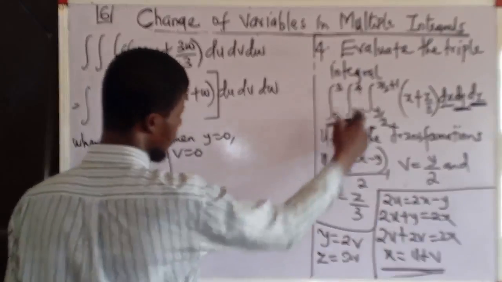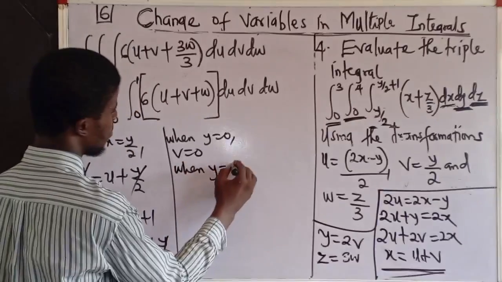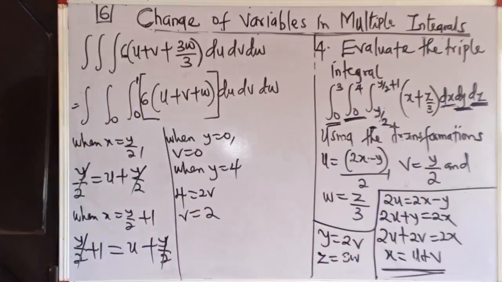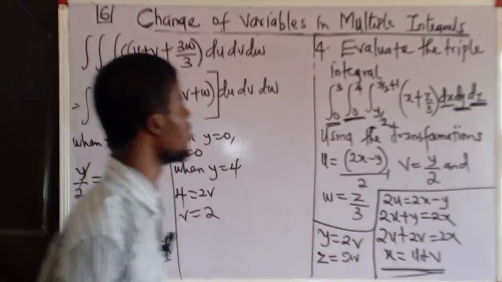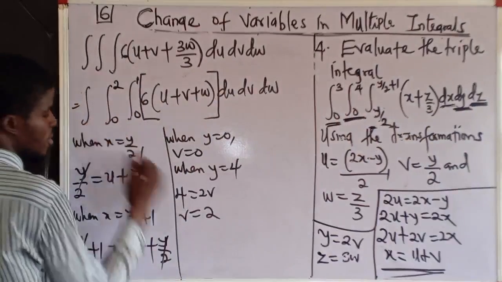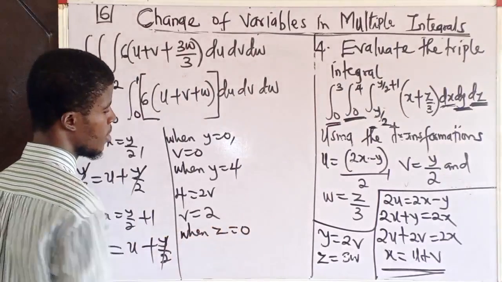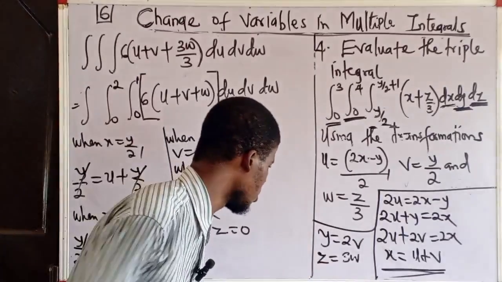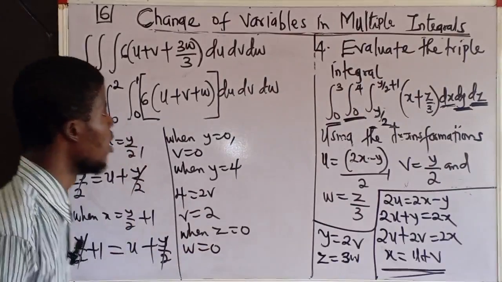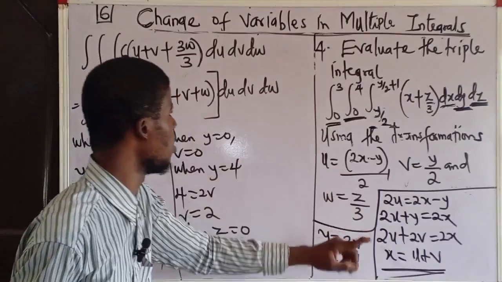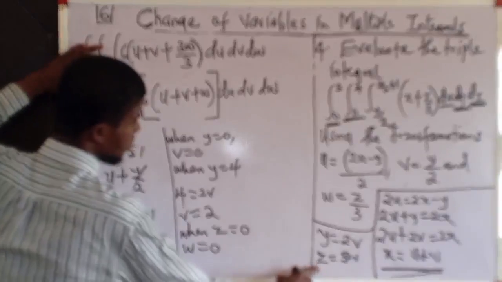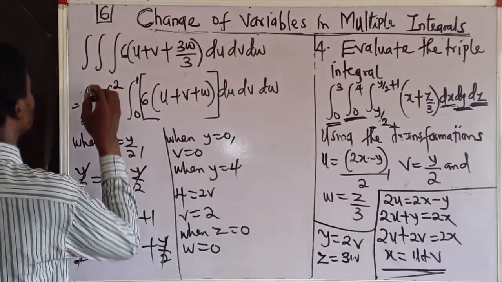So when y is equal to 4, put 4 here. It means that v is equal to 2, right? Now, z. When z is equal to 0, what is w? Of course, if you have 0 here, this is 3w. w is equal to 0. And when z is equal to 3, what will be w now for the upper limit? Put 3 here. 3 equal to 3w. It means that w is equal to 1.